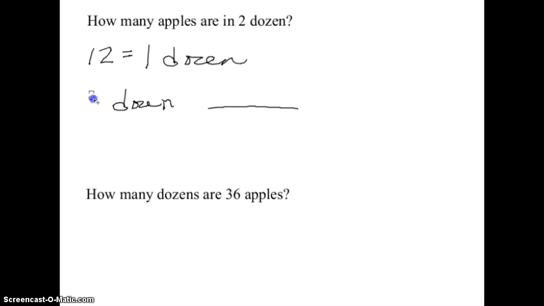We started out with 2 dozen. Now when you do math problems, you always start out with the amount that you're given. Okay, and then what we're going to do is we're going to make it a fraction. We're just going to put it over 1. Just like in math class, what does 5 over 1 equal? It equals 5.